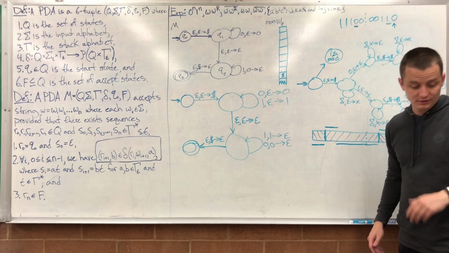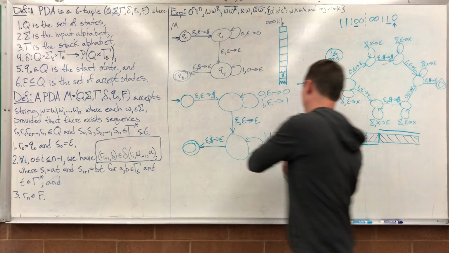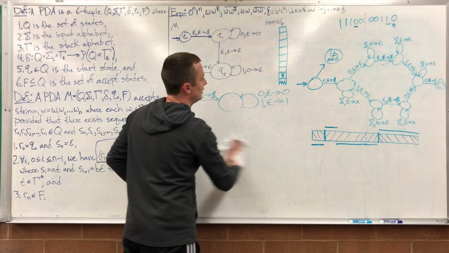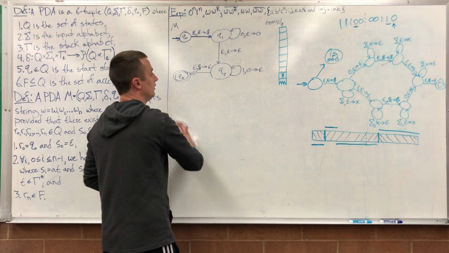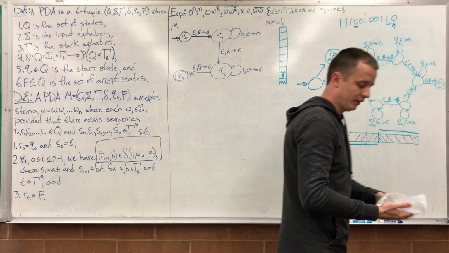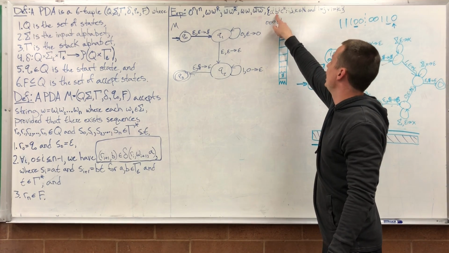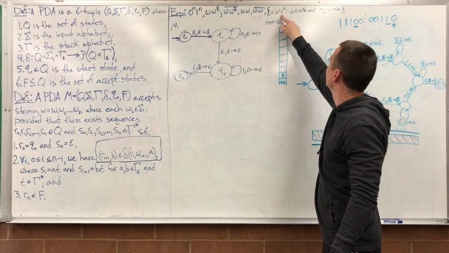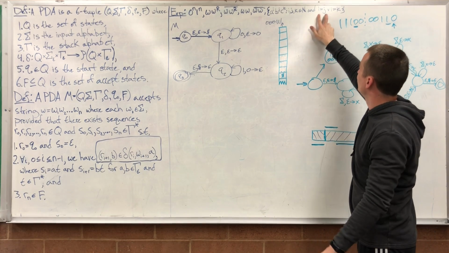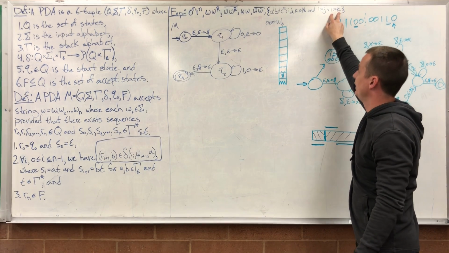All right. Should we do this last one? Another example? Yeah. So this last one, we're accepting the strings a^i b^j c^k, where either I and J are the same number or I and K are the same number.